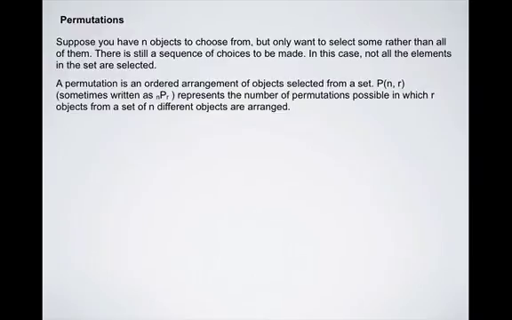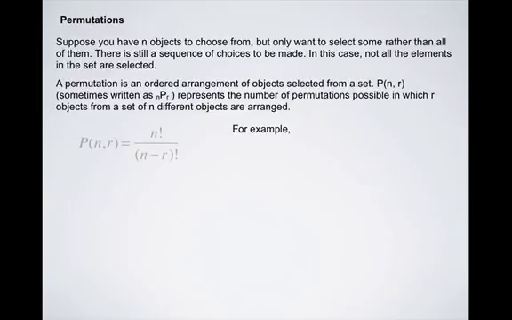A permutation is an ordered arrangement of objects selected from a set. So the permutation of n choose R, which is also written as subscript n, capital P, and subscript R, represents the number of permutations possible in which R objects are selected from a set of n different objects and arranged.